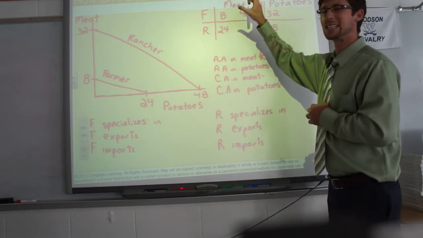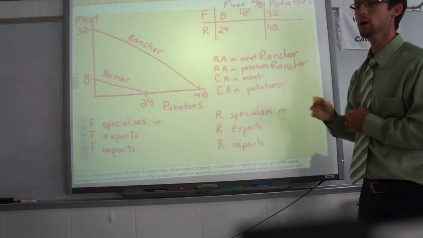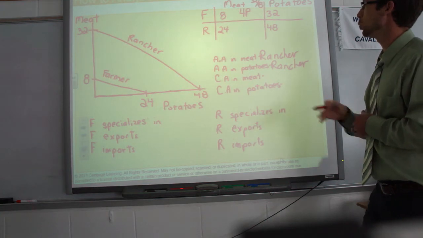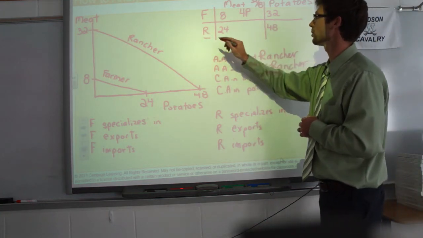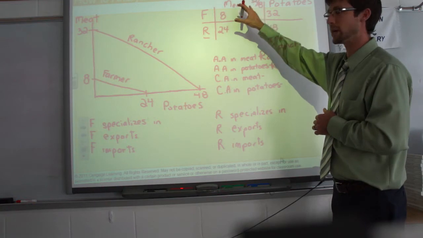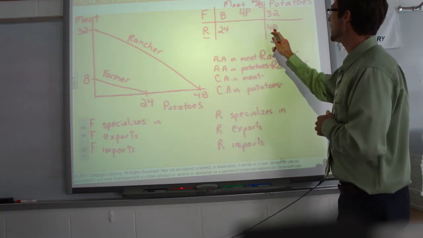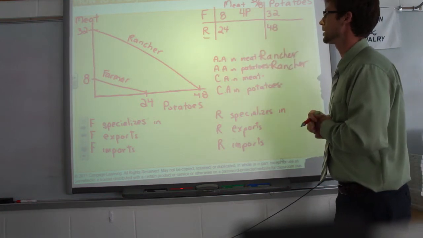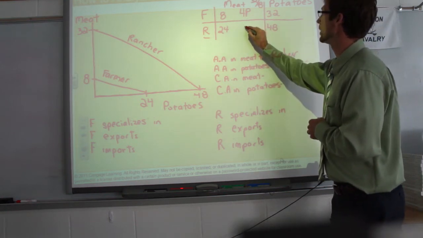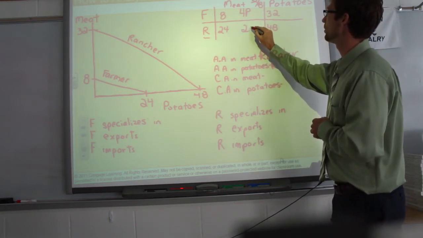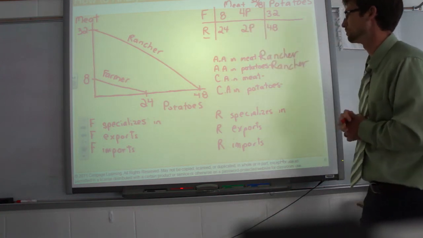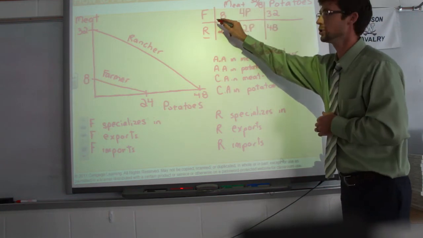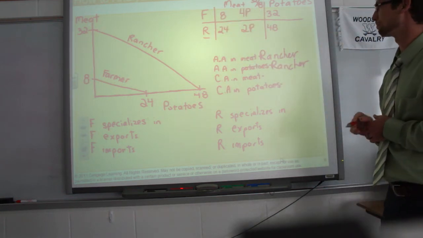So the cost of a single ounce of meat is 4 tons of potatoes. We could do the exact same thing now for the rancher. We want to see how expensive meat is. Meat is going to be how many potatoes you could have been making given the time that you were making meat. We can see 48 divided by 24 is going to be 2 potatoes. These are our opportunity costs for meat for our 2 individuals, our farmer and our rancher.